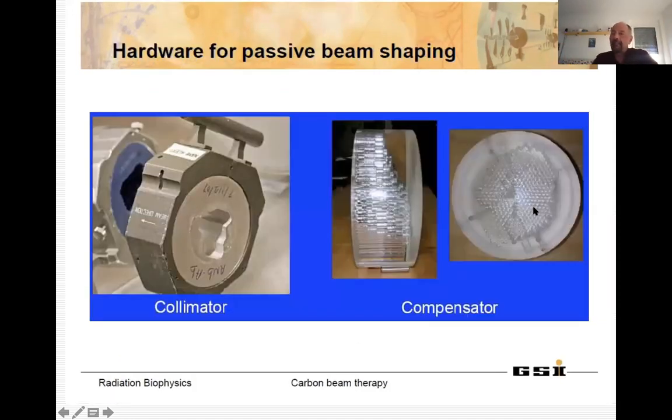These are the examples of how to do the collimators and the compensator. You know, it's a lot of work that you do and must be not only patient specific, but even field specific.